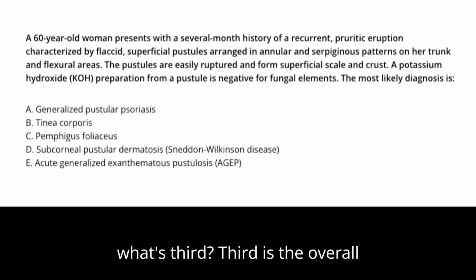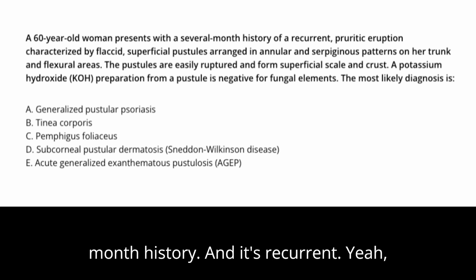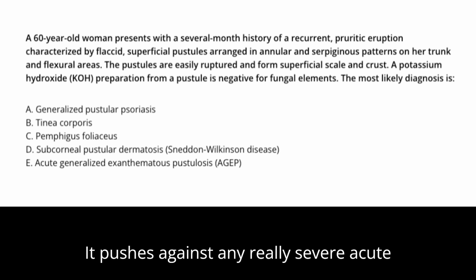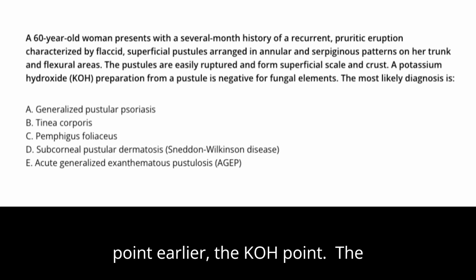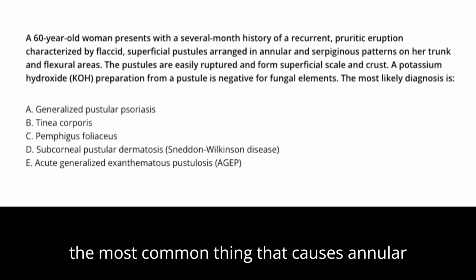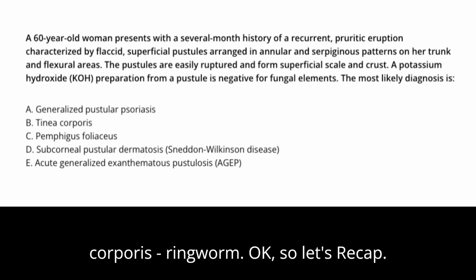What's third? Third is the overall timeline and the course. It's a several-month history, and it's recurrent. That rules out something sudden. Exactly. It pushes against any really severe acute reactions. And number 4, the KOH prep. The negative KOH definitively rules out the most common thing that causes annular patterns with scale, which is tinea corporis, ringworm.